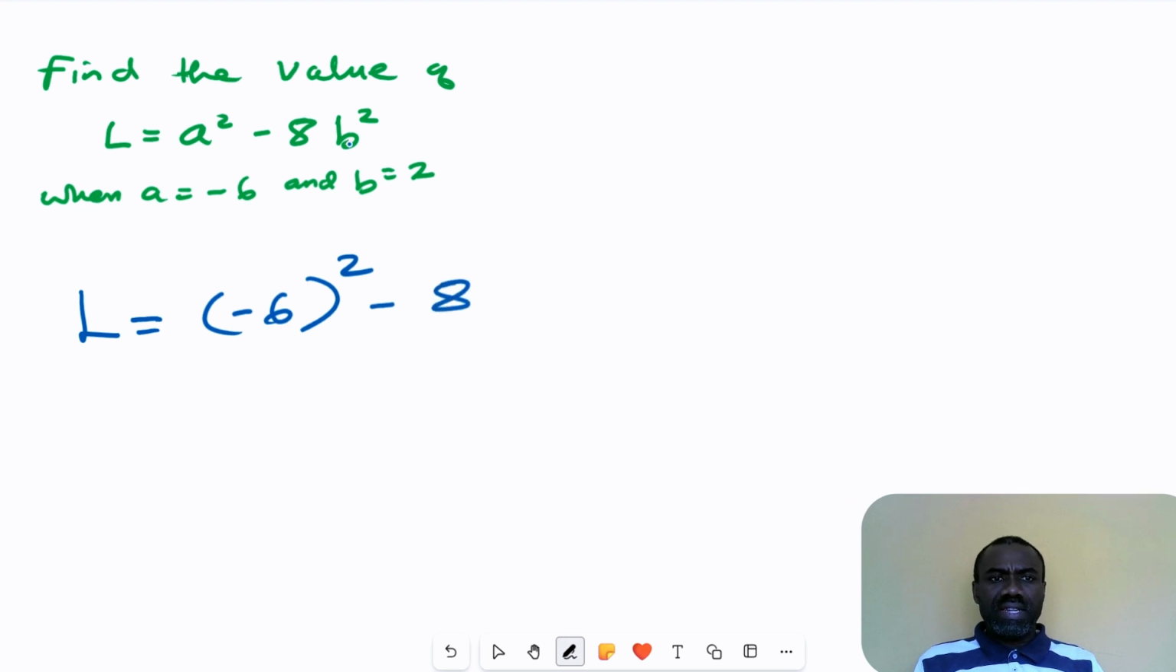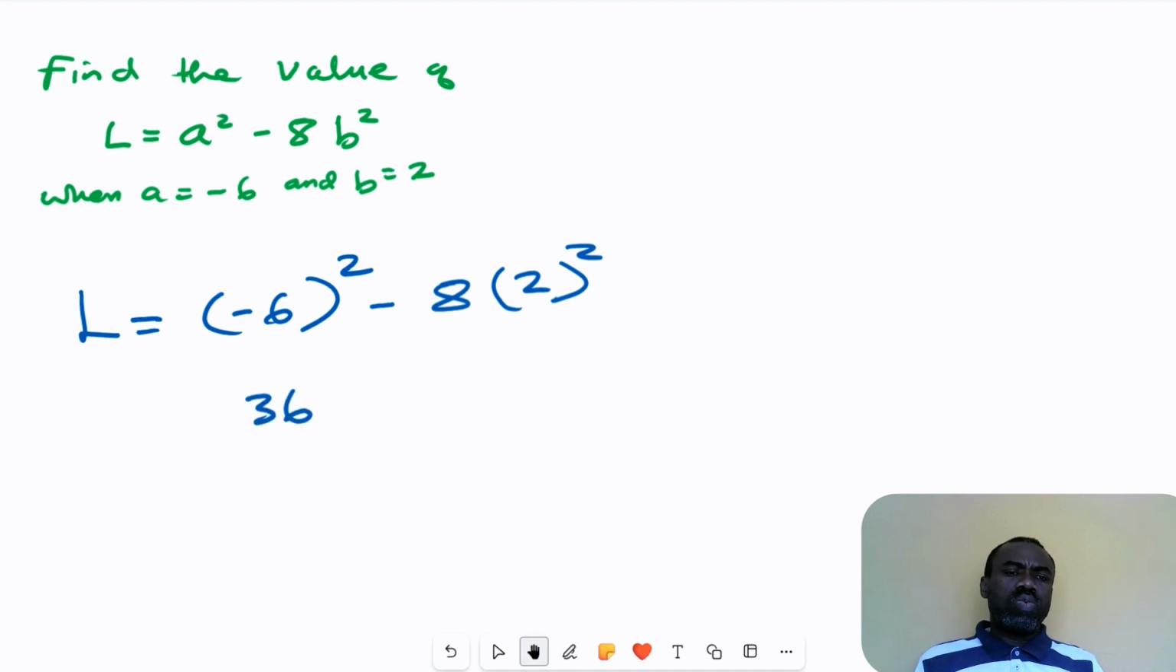minus 8. And then because b is positive, I may or may not use a bracket. It really wouldn't matter. It really wouldn't cause so much confusion. But we can again follow best practice and introduce a bracket and put our square in it. So what therefore happens is -6 squared becomes positive 36.